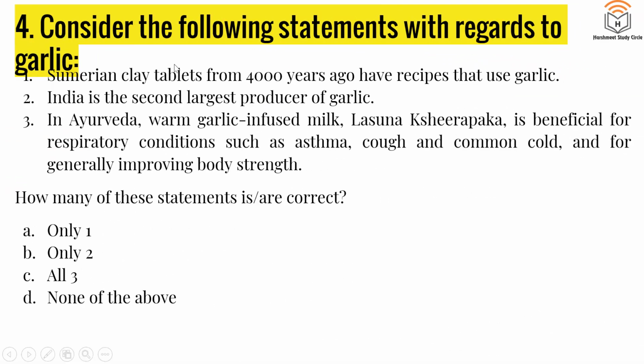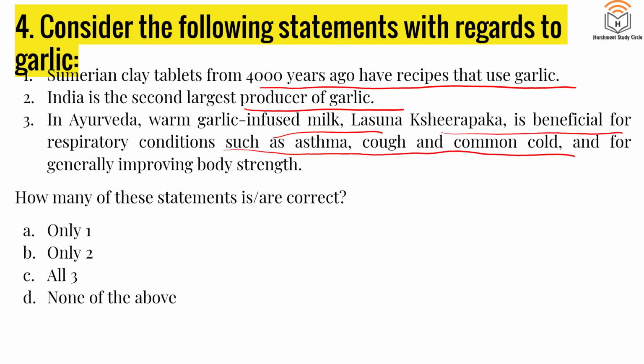Next, question number 4. Consider the following statements with respect to garlic. Number 1. Sumerian clay tablets from 4,000 years ago have recipes that use garlic. Second, India is the second largest producer of garlic. Third, in Ayurveda, garlic or warm garlic infused milk, that is Lasun Shirapak, is beneficial for respiratory conditions such as asthma, cough, and common cold, and for generally improving body strength. How many of these are correct?